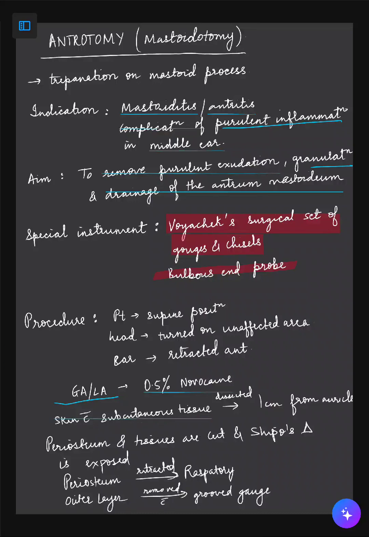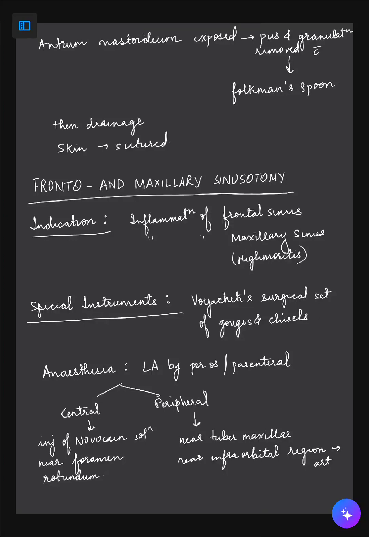Skin with subcutaneous tissue is dissected. How much? 1 centimeter from the auricle. Periosteum and tissues are cut and Shipault's triangle is exposed. Then the periosteum is retracted with the raspatory and the outer layer is removed with a grooved gouge. Then the antrum mastoideum is exposed, pus and granulation are removed with a Volkmann spoon. And then drainage is done and the skin is sutured.